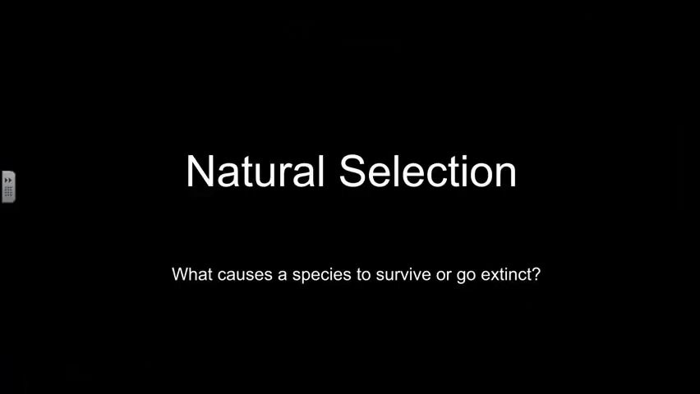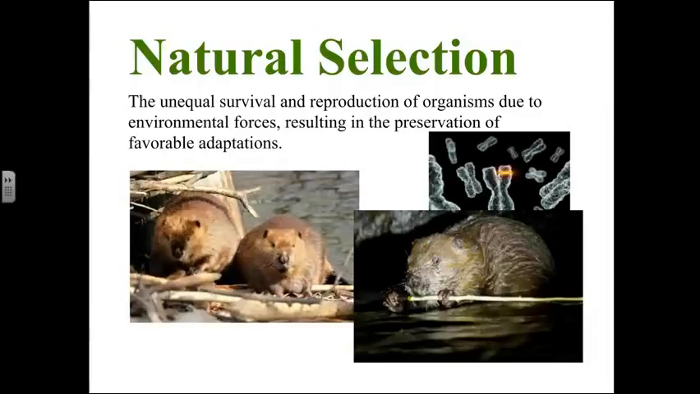Okay, so today I want to talk about natural selection and what causes a species to survive or to go extinct. This is getting into the mechanism that we use to talk about. Natural selection is the unequal survival and reproduction of organisms due to environmental forces, and that results in the preservation of favorable adaptations.